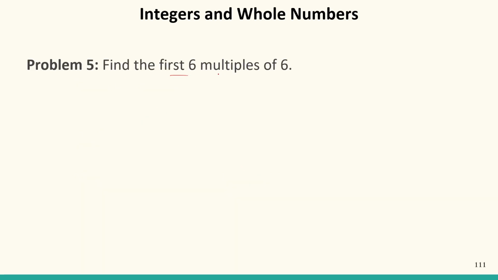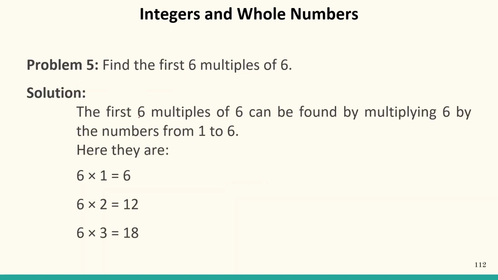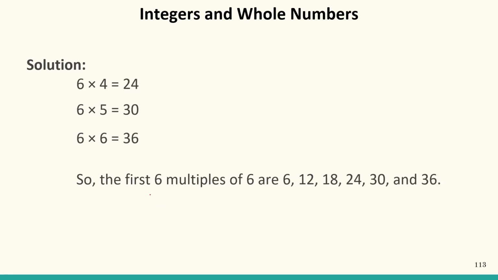Find the first 6 multiples of 6. The first 6 multiples of 6 can be found by multiplying 6 by the numbers from 1 to 6. So 6 into 1 is equal to 6. 6 into 2 is equal to 12. 6 into 3 is equal to 18. 6 into 4 is equal to 6 plus 6 plus 6 plus 6, that is 24. 6 into 5 is equal to 30. By adding 6 times, we are left with 36. So the first 6 multiples of 6 are 6, 12, 18, 24, 30, 36.